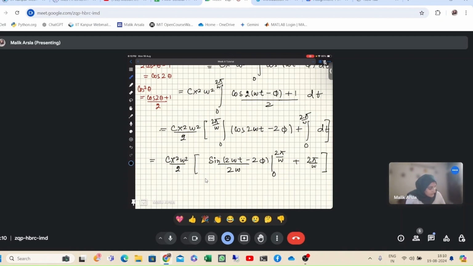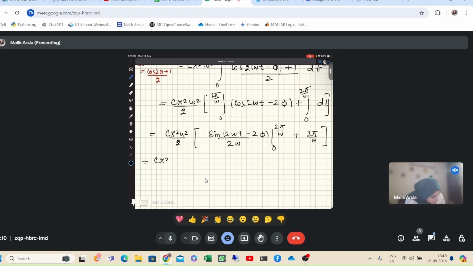Okay? Now look here. It will be c X square omega square by 2. Now when we are putting limits here, first we can put 2 pi by omega. So it will be sine of 2 omega into 2 pi by omega, which will be 4 pi, I guess, right? 4 pi minus 2 phi upon 2 omega, minus sine of minus 2 phi, because when we put 0, 2 omega t will be 0. It will be sine of minus 2 phi divided by 2 omega, right? And here it will be plus 2 pi by omega.